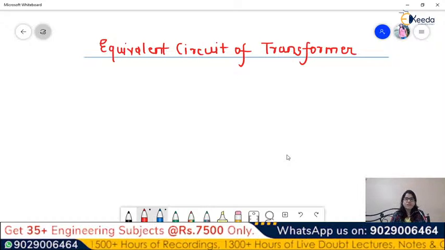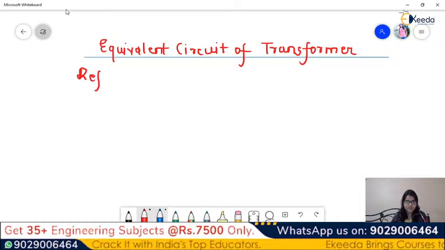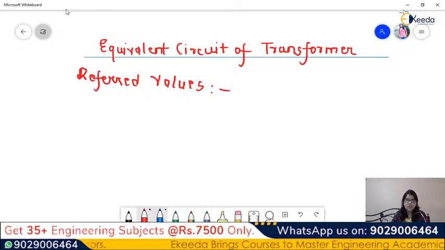Okay. So before going to the equivalent circuit, let us study the referred values. As I told you, in order to simplify the calculations, we can refer primary values to secondary, or refer the secondary values to primary. So the first point which we are going to study today is referred values. The advantage of referring values is that we have to work on only one winding. Working on two windings becomes very complicated. When we refer primary values to secondary or secondary values to primary, we work on only a single winding. So that is the advantage of referred values. Now let us first try to understand the secondary values referred to the primary side.